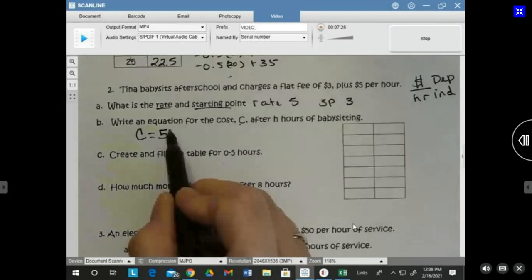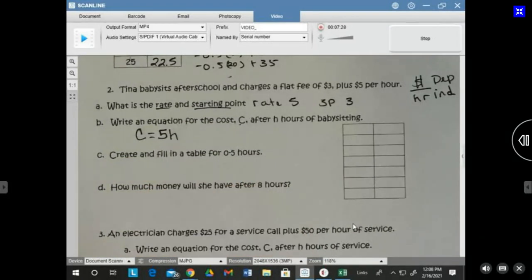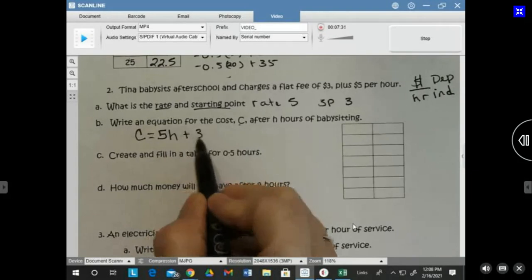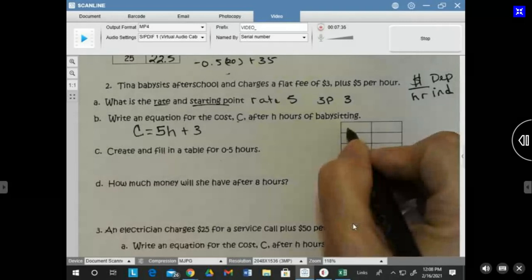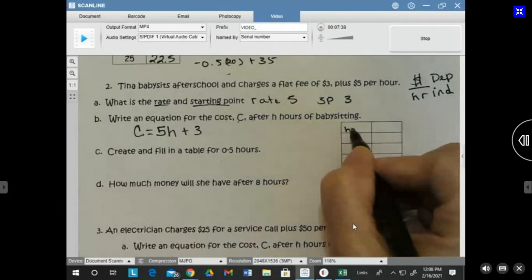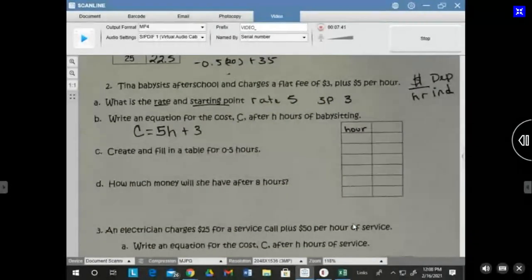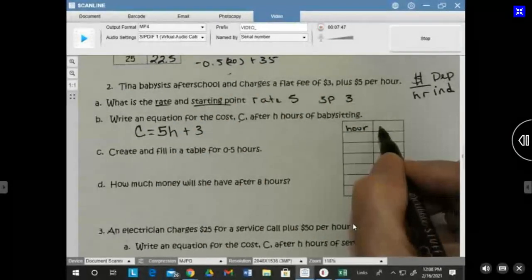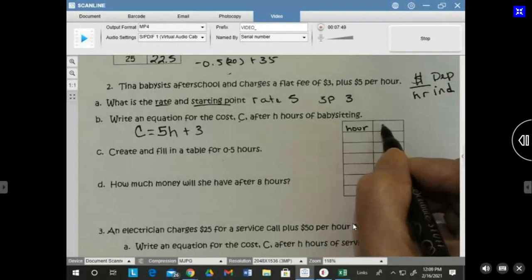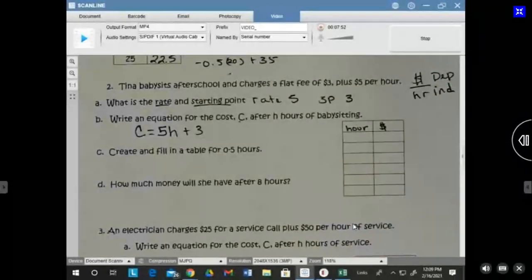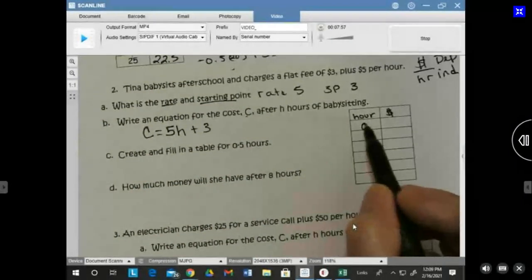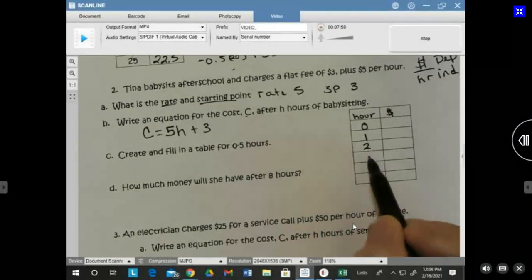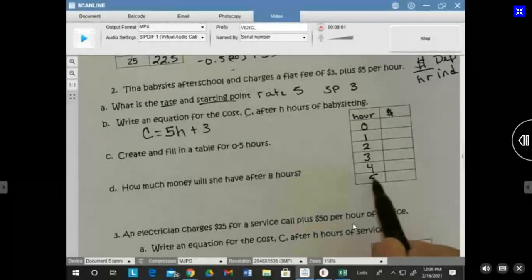$5 times the hour plus the $3. What's my input? That's my independent. So those are my hours. And my dependent is my output, so that is my dollars. Doing a table for 0 to 5 hours. 0, 1, 2, 3, 4, and 5.